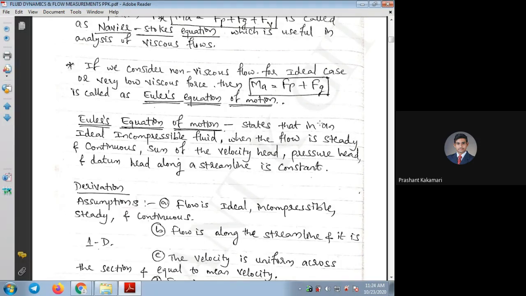Like in a pipe, it will flow only in the pipe. If a channel is given, it will flow only in the channel. That is called streamlined flow. So the sum of all these terms will be a constant.